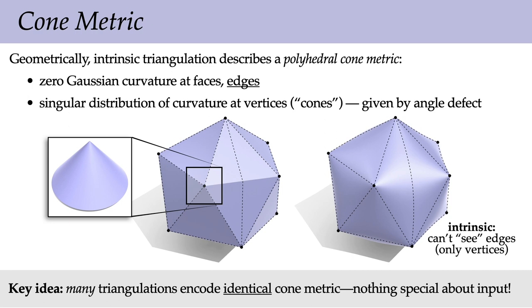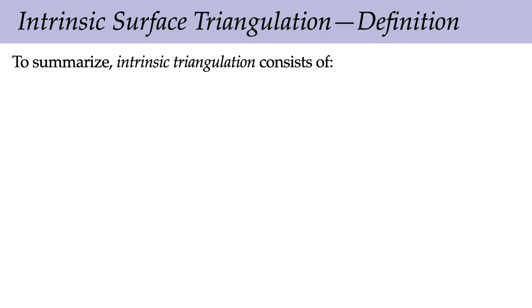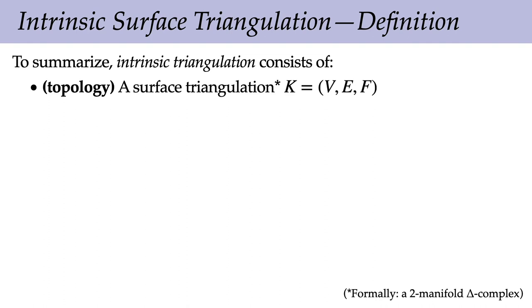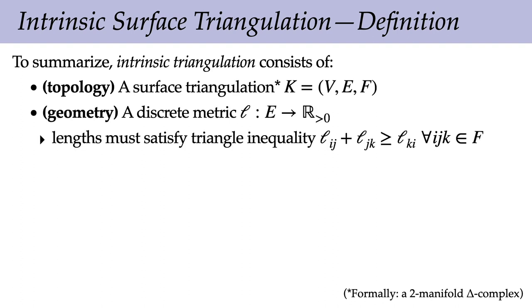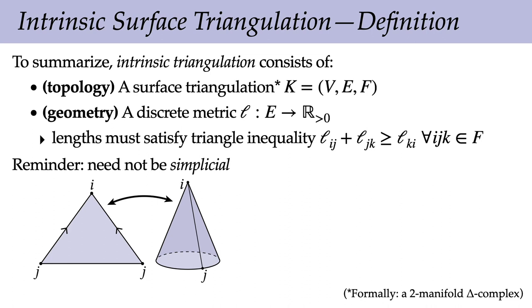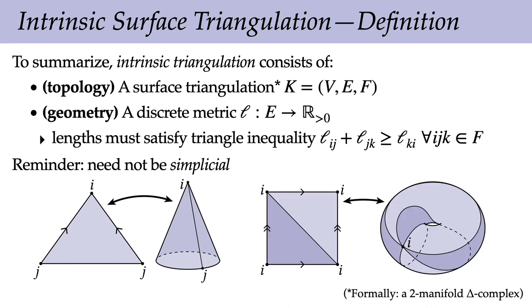Okay? So to summarize, an intrinsic triangulation is going to consist of connectivity, a surface triangulation with vertices, edges, and faces, and a discrete metric, an assignment of lengths to edges. These lengths must satisfy the triangle inequalities, but importantly, the connectivity does not need to be simplicial, right? We can glue an edge of a triangle to another edge of the same triangle, or glue all the vertices of a triangle together, and so forth.